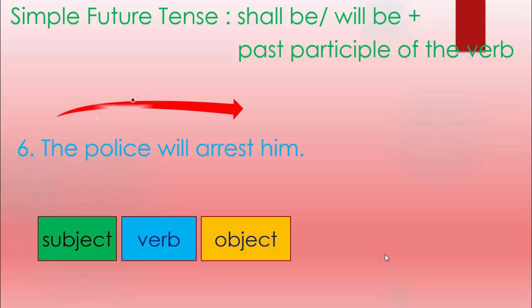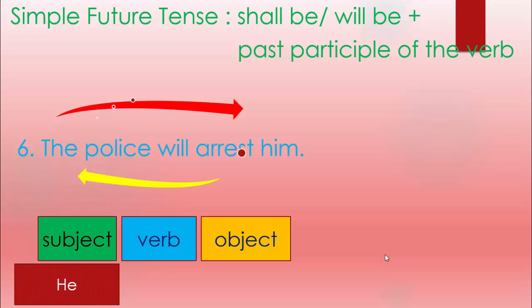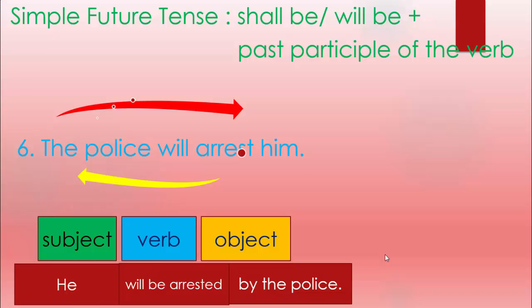Now, you know the rules. The first rule is that the subject becomes object and the object becomes subject, and change the verb according to the tense and the subject. So, I take here first he, then will be from shall be or will be, then by the police. So the sentence is he will be arrested by the police.